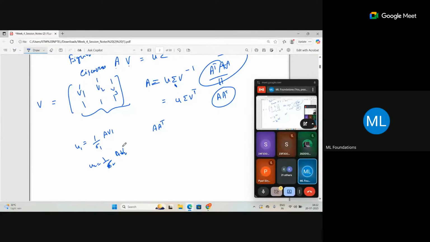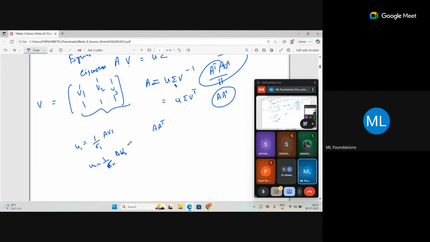But what is the challenge here? What is the problem in this process? Most of the time it will work, but there is a specific condition when it will not work: when one of the eigenvalues is 0.